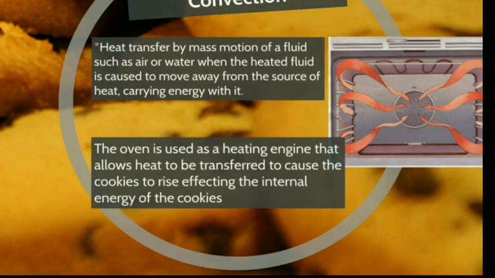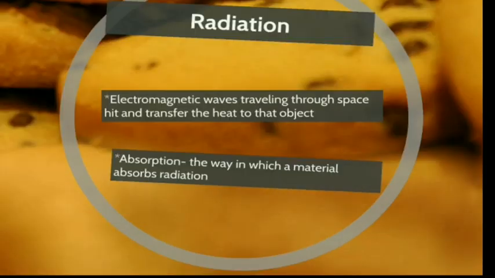Next, convection. Heat transfer by mass motion of a fluid such as air or water, when the heated fluid is caused to move away from the source of heat, carrying heat with it. The oven is used as a heating agent that allows heat to be transferred to cause the cookies to rise, affecting the internal energy of the cookies. Heat from the oven is passed to the cookie dough by air. Heat surrounds by air and is passed into the cookie dough.